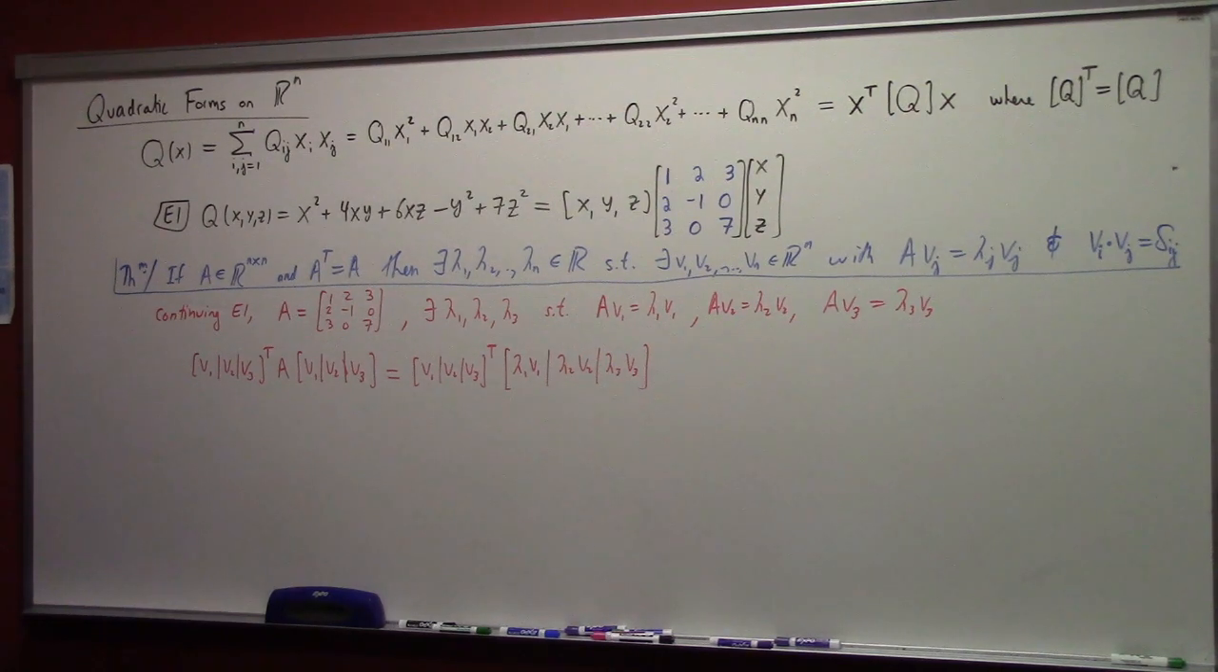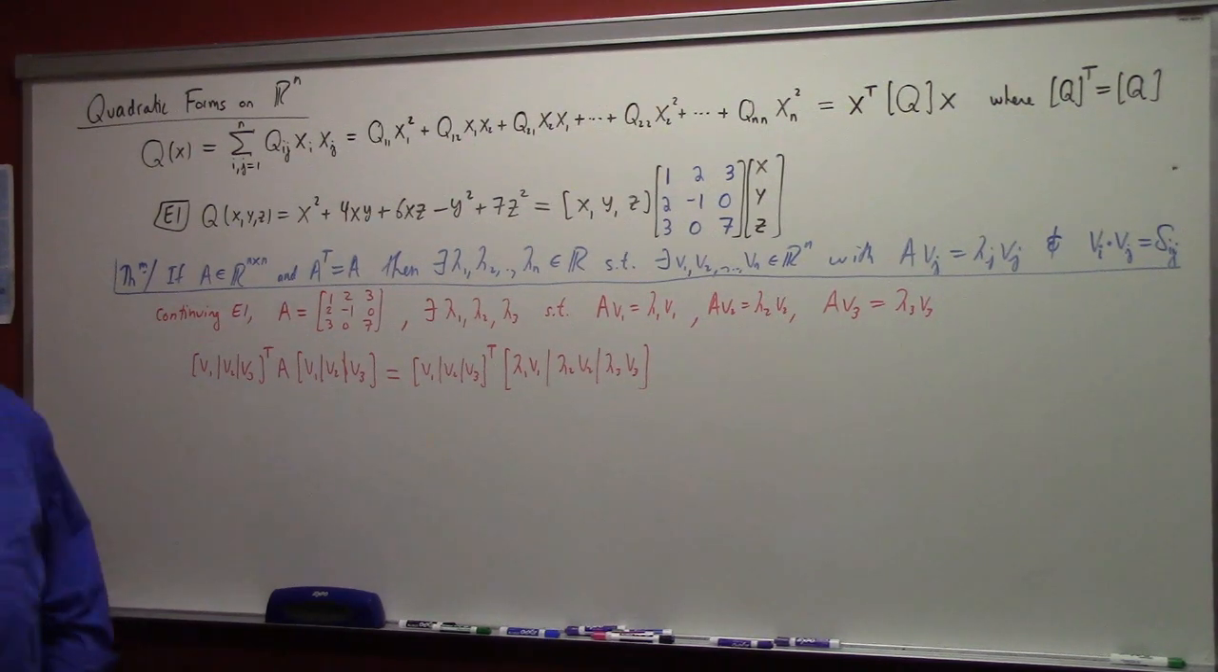And the v1 through vj is not a basis for R3? Yeah.